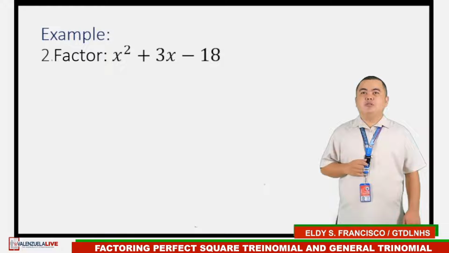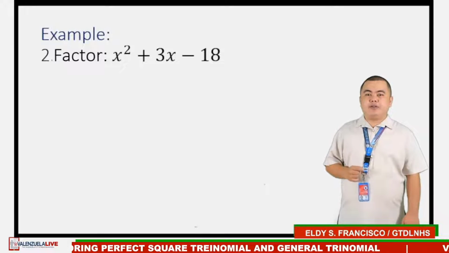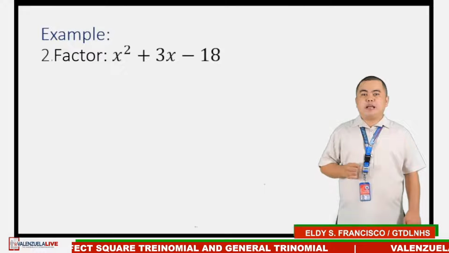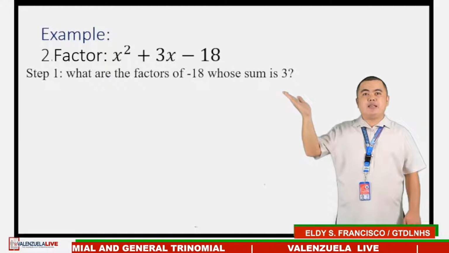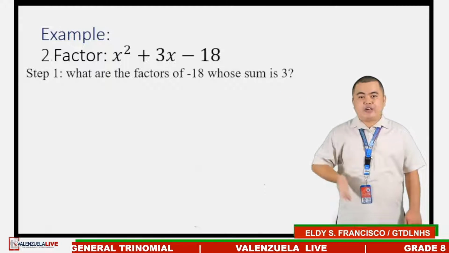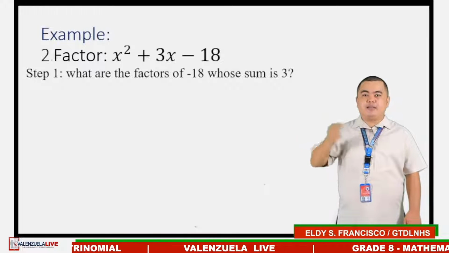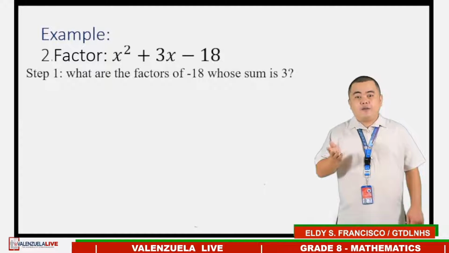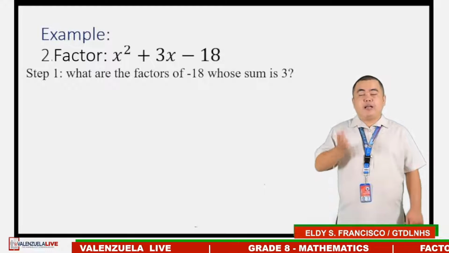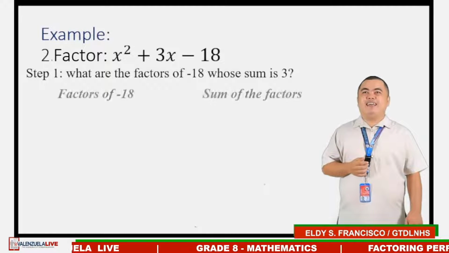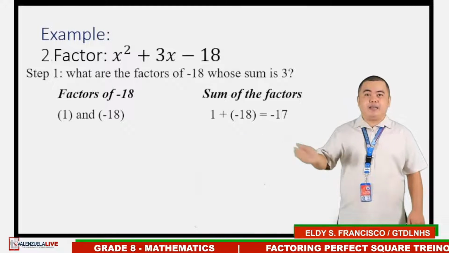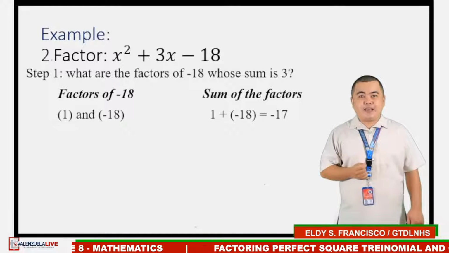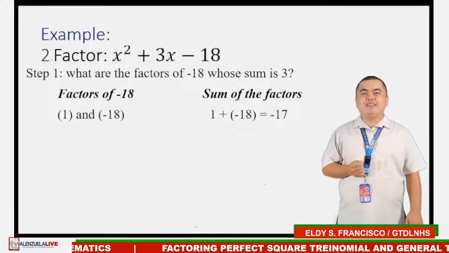Example number 2. Factor x squared plus 3x minus 18. From step 1, what are the factors of negative 18 whose sum is 3? Again, let us list down all the factors of negative 18 and the sum of its factors. Okay. So, we have 1 and negative 18. 1 plus negative 18 is negative 17.